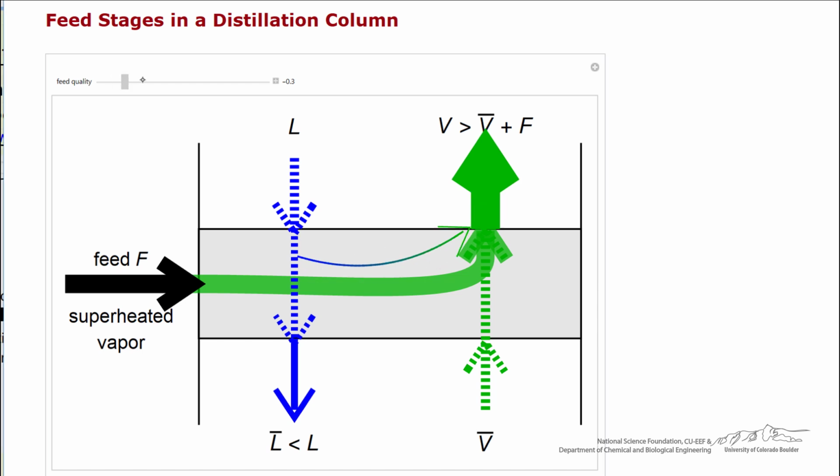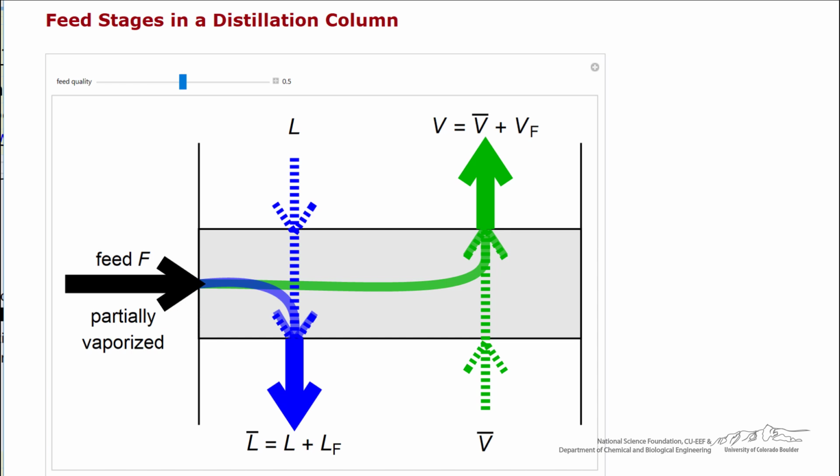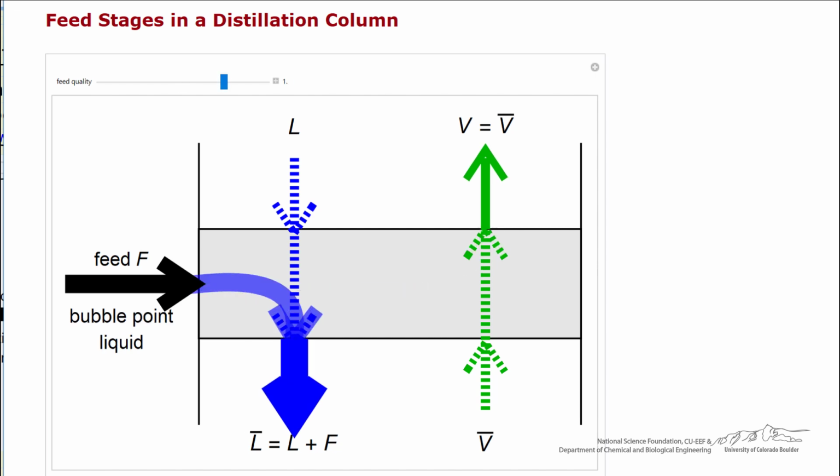If on the other hand we go to a partially vaporized feed, so the quality between 0 and 1, in this case 0.5, then you can see some of the feed goes into liquid phase and some goes into vapor phase. Keep increasing the quality to 1. At the bubble point, all of the feed goes into liquid phase.